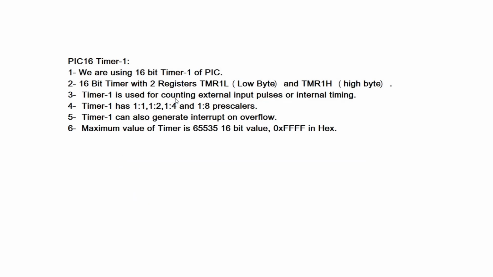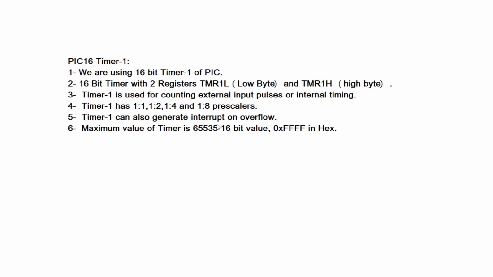If you need to count a big time, you need the higher prescale values. Prescalers are usually used for dividing the timer internal clock. 1 into 8 is the largest prescale value used for dividing the timer 1 clock. Timer 1 is also used to generate interrupts, which I am going to tell you about in my next upcoming video. The maximum value of the timer in decimal is 65,535. You can preset any value as required for your application. 0xFFFF is the value in hex.